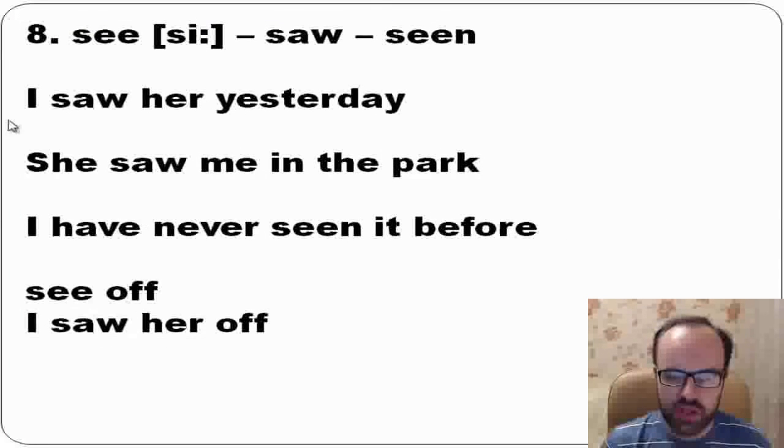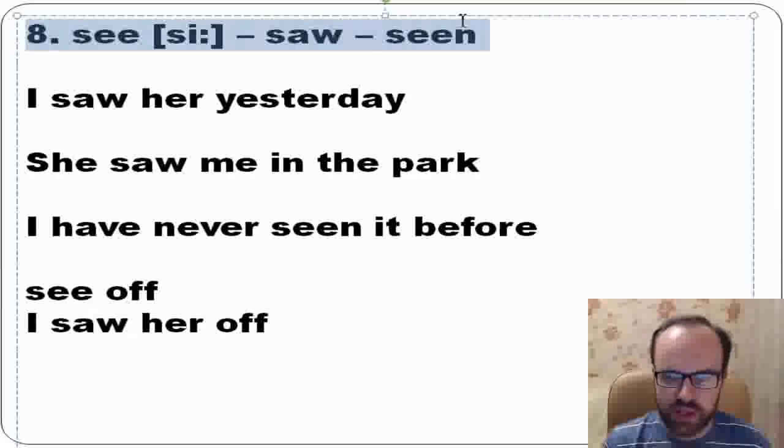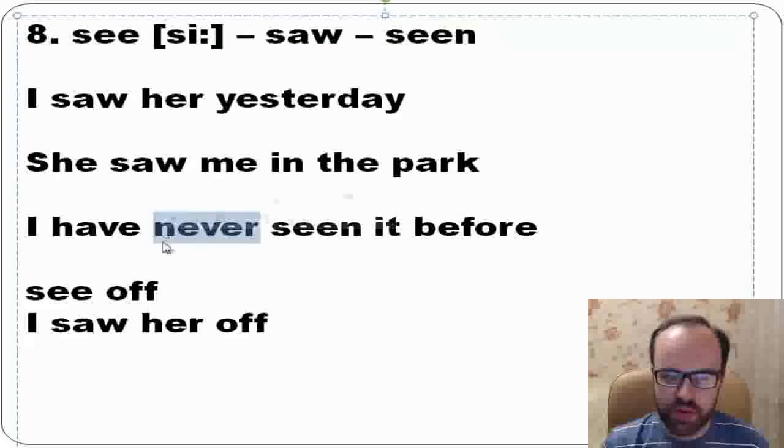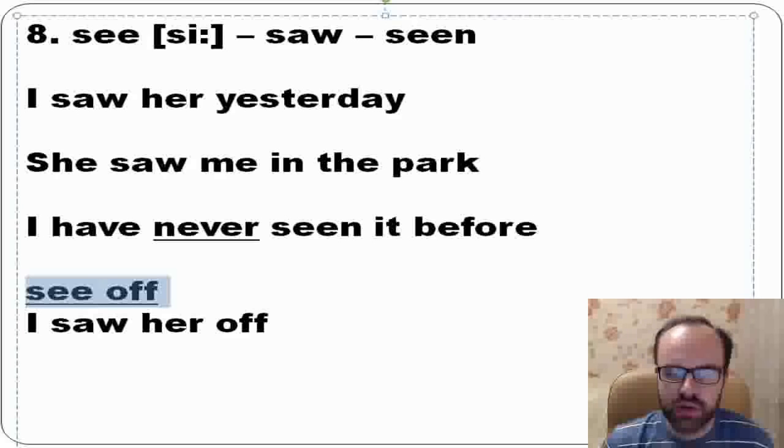Okay, so see, saw, seen. I saw her yesterday. She saw me in the park. I have never seen it before. It's present perfect because of never. See off. I saw her off. It means that I went with her to her flat or house, to the place where she lived, maybe because it was dark. Okay, so I saw her off.